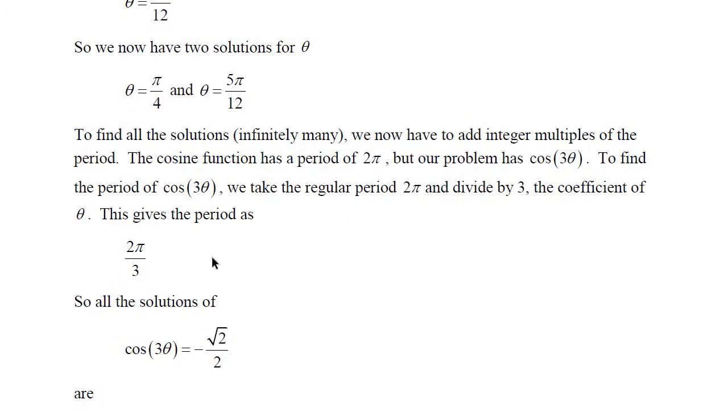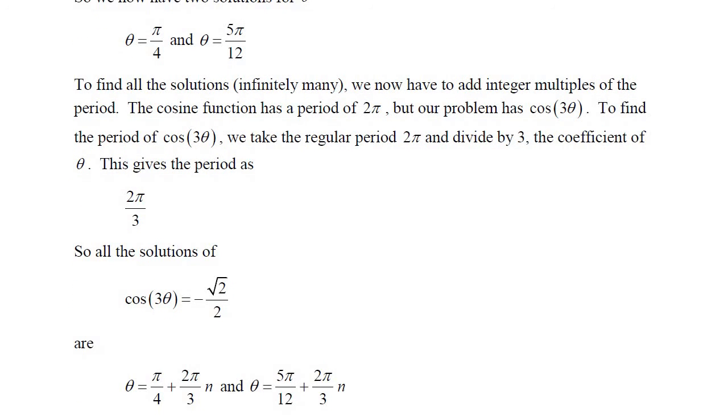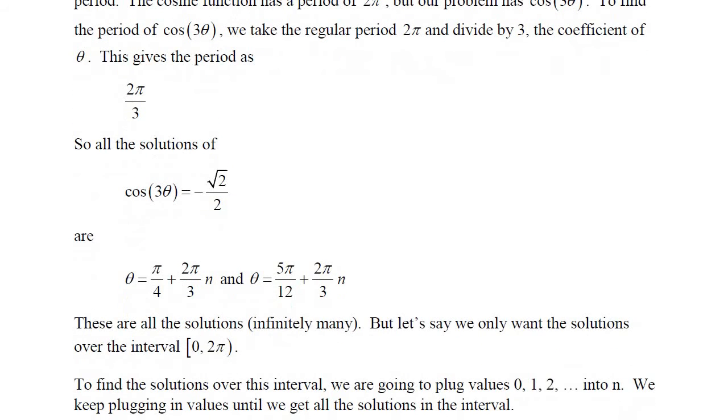And so that gives me a new period of 2 pi over 3. So to find all the solutions to this equation, cosine of 3 theta is equal to negative square root of 2 over 2, we're going to have our two base solutions. The first one was pi over 4, so pi over 4 plus this new period, 2 pi over 3 times n, and that second base solution, 5 pi over 12, plus 2 pi over 3 times n. So this right here represents all of the solutions, all infinitely many.